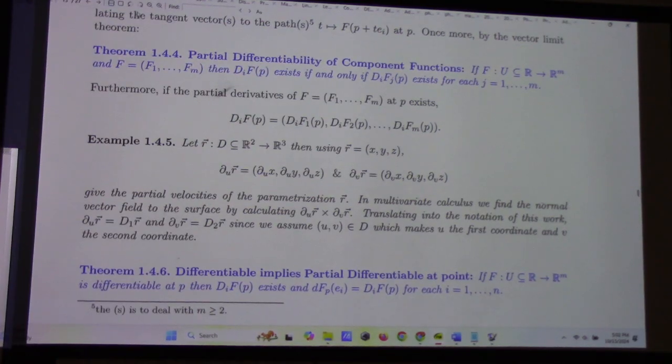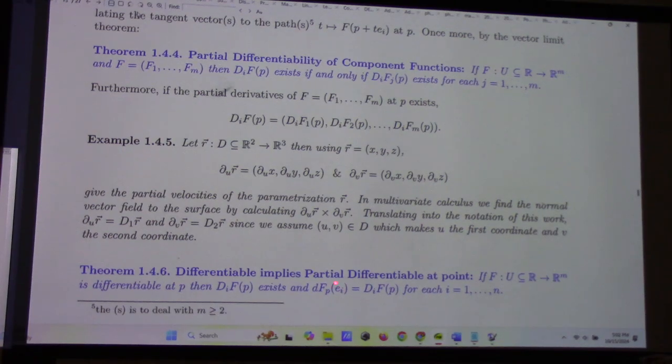So the next big theorem here is that if f is differentiable at p, then the directional derivative exists. And here's the relation between the differential and the directional derivative. The differential, when you feed it e_i, is equal to the ith partial derivative at the same point.